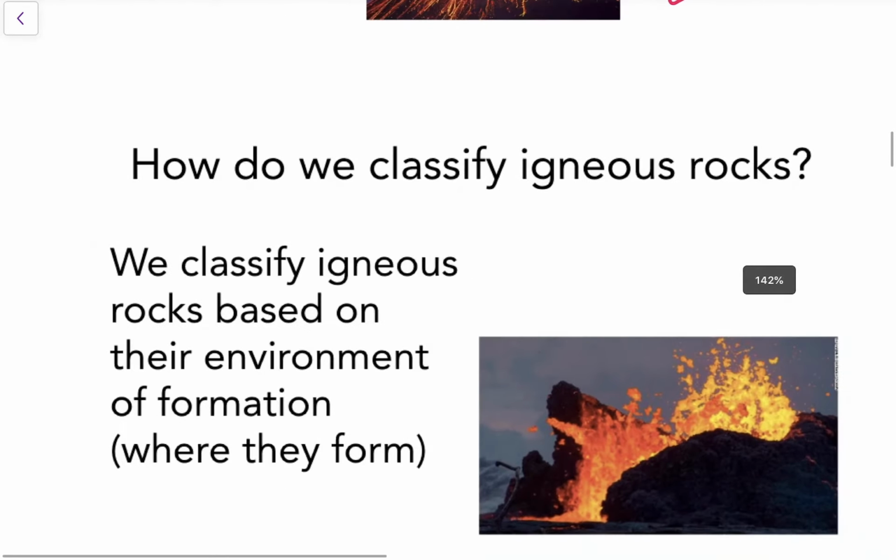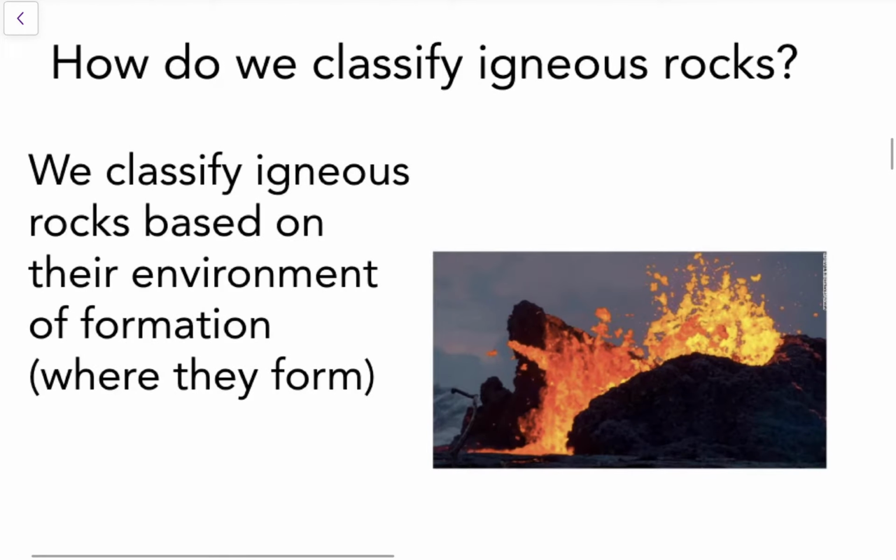So how do we classify igneous rocks? Remember, to classify means to sort. How do we sort the different types of igneous rocks? We classify igneous rocks based on their environment of formation, where they form. Okay, the environment of formation is like saying where these rocks formed. So there are two environments that igneous rocks can form in. One is inside of the Earth, and the other is outside of the Earth, on the surface.